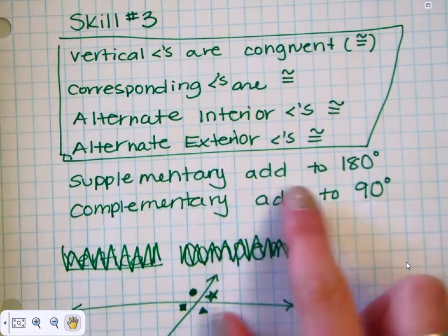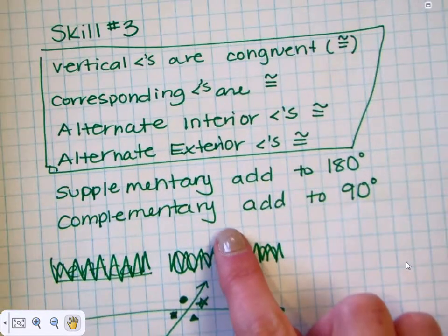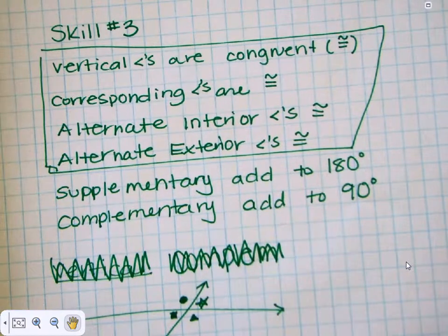Supplementary angles add to 180, remember, and complementary angles add to 90. And you're going to need those to make relationships and equations in the next skill. So we're going to work on identifying each kind.